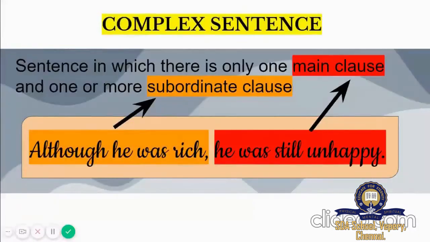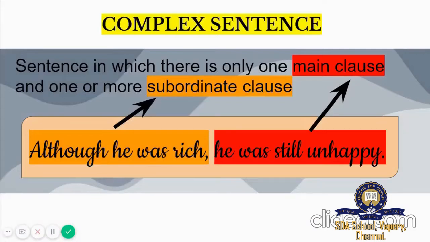Complex sentence is a sentence that contains only one main clause and one or more subordinate clauses. A main clause is otherwise called an independent clause, which is a phrase that would make sense and give complete meaning, and it will stand on its own, whereas a subordinate clause or dependent clause will not form a sentence on its own. When these two types of clauses appear in a sentence, we call it a complex sentence.